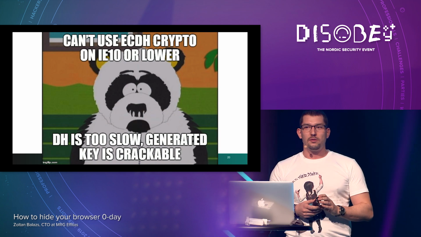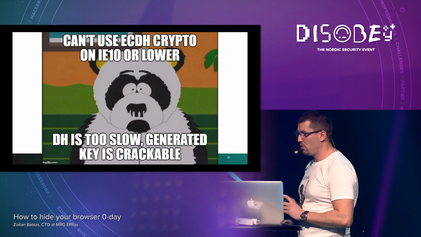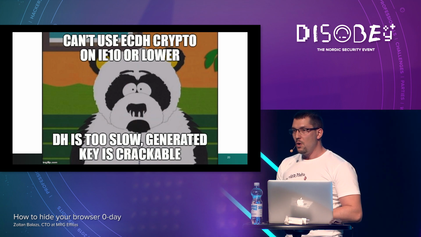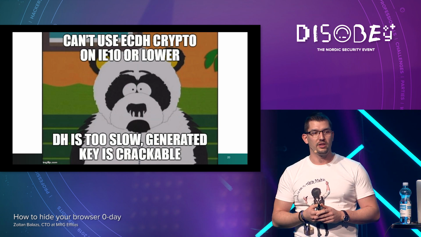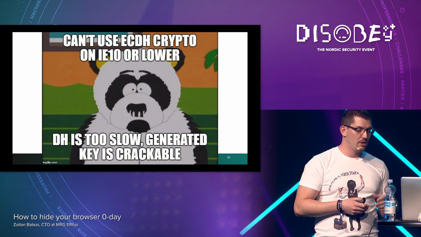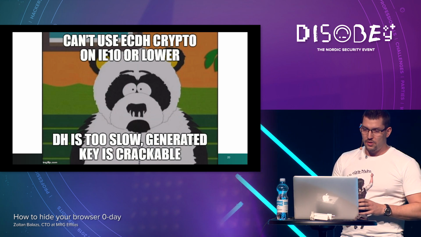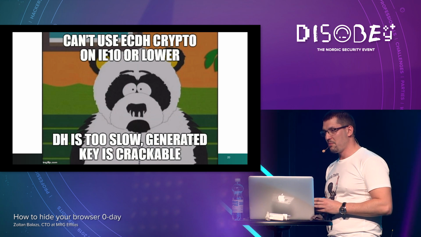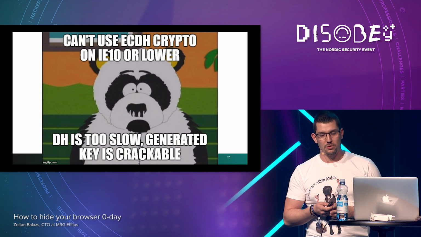I think the main reason these Angler exploit kit developers used Diffie-Hellman was because they were targeting older versions of Internet Explorer, so they couldn't really use elliptic curve Diffie-Hellman. So they were like, oh, I'm a sad panda. I cannot use proper crypto, so my crypto was broken.